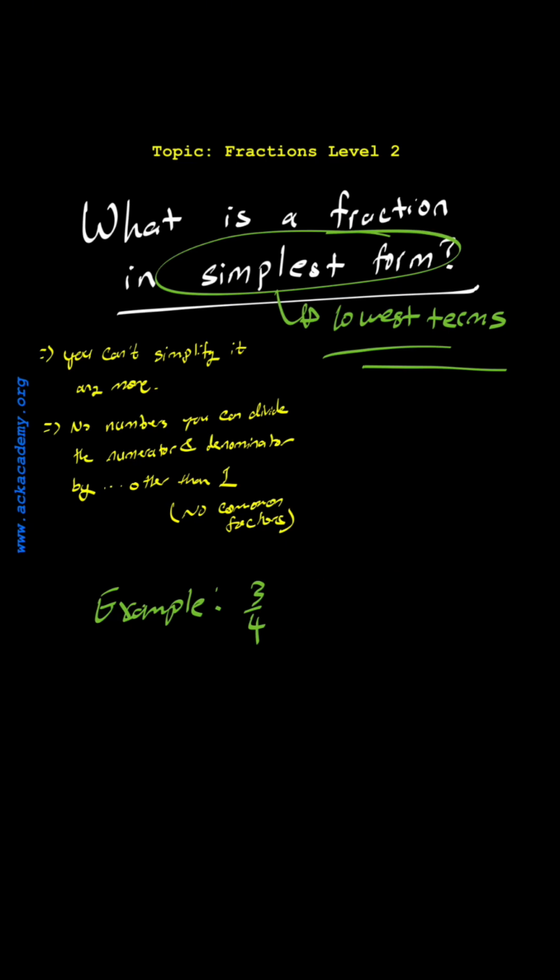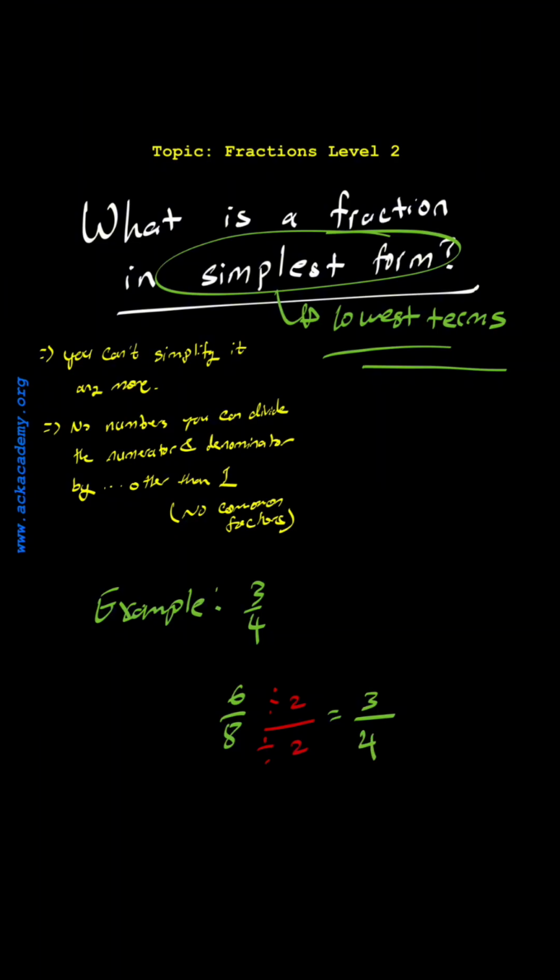Now let's look at another one. Let's say 6/8. Is there anything I can divide the numerator and the denominator by to get me a simpler form of this? Equivalent but lower numbers? And the answer to that is yes, you definitely can. You can divide the numerator by 2 and you can divide the denominator by 2. And that'll get you to 6 divided by 2 is 3, 8 divided by 2 is 4.